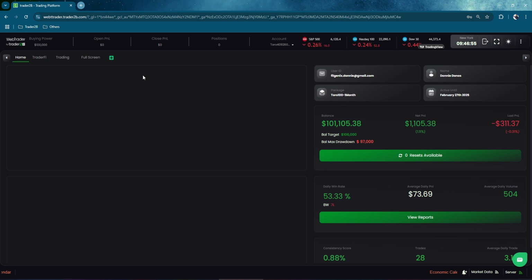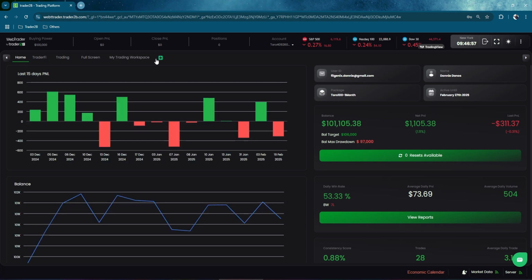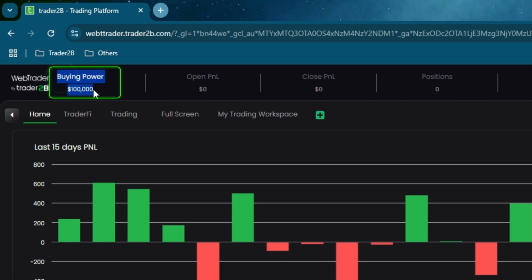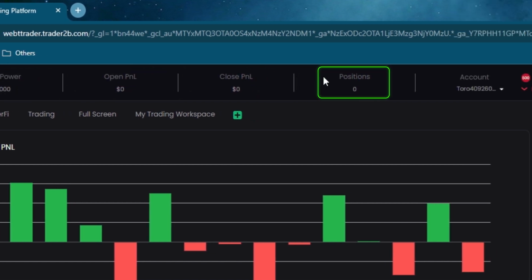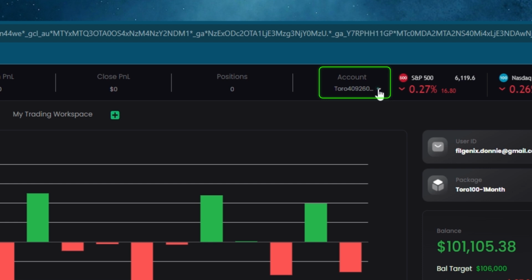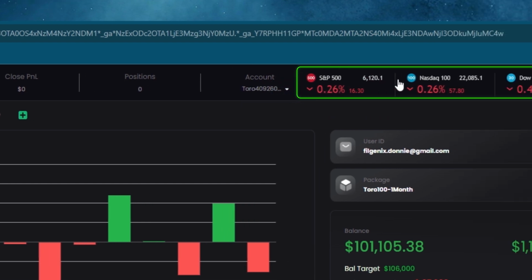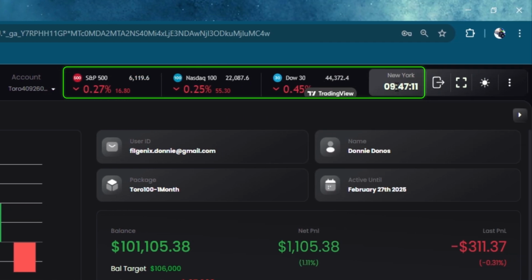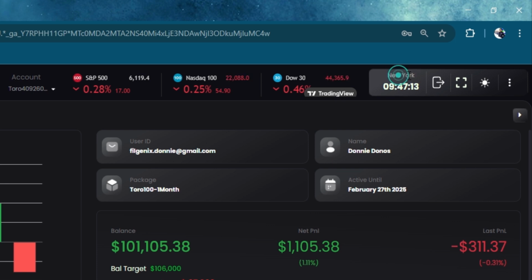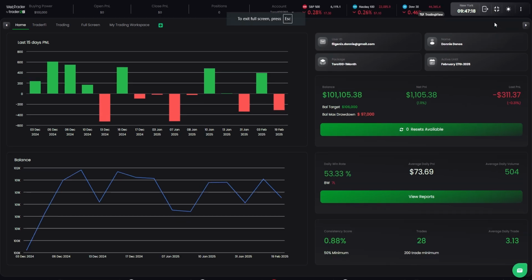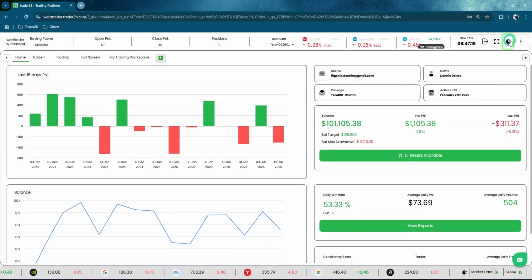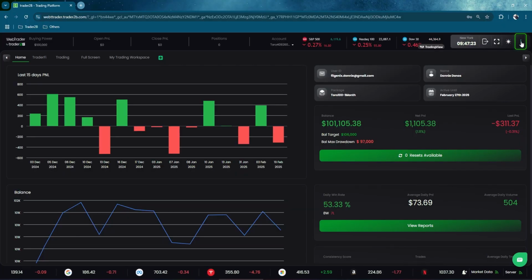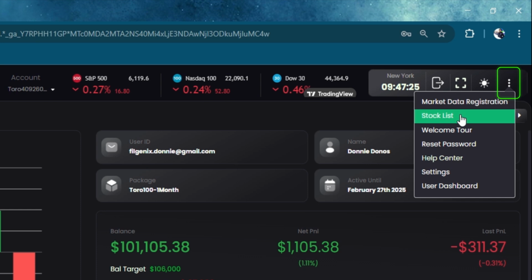Step 3. Once you are logged in, you will see this home tab. In the top section, you will see the most important information on your account: buying power, open P&L, close P&L, positions, account, demo or Toro, the three indices used most in the US, New York local time. The icons for log out, full screen, light and dark color theme, and the 3-dot is for more options.